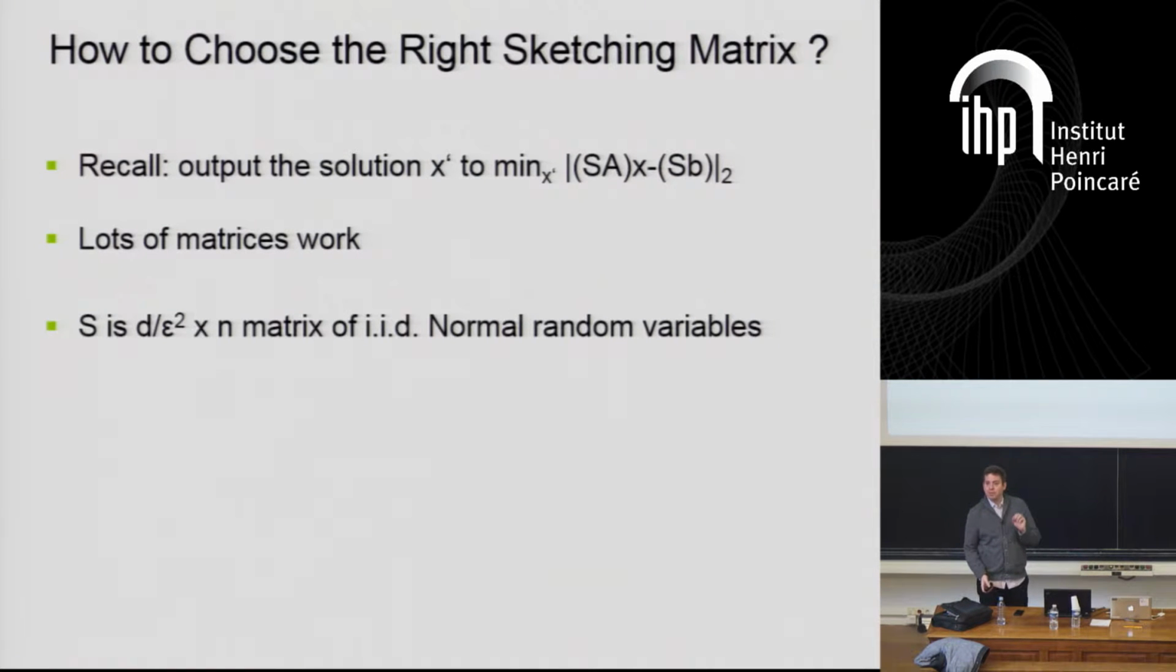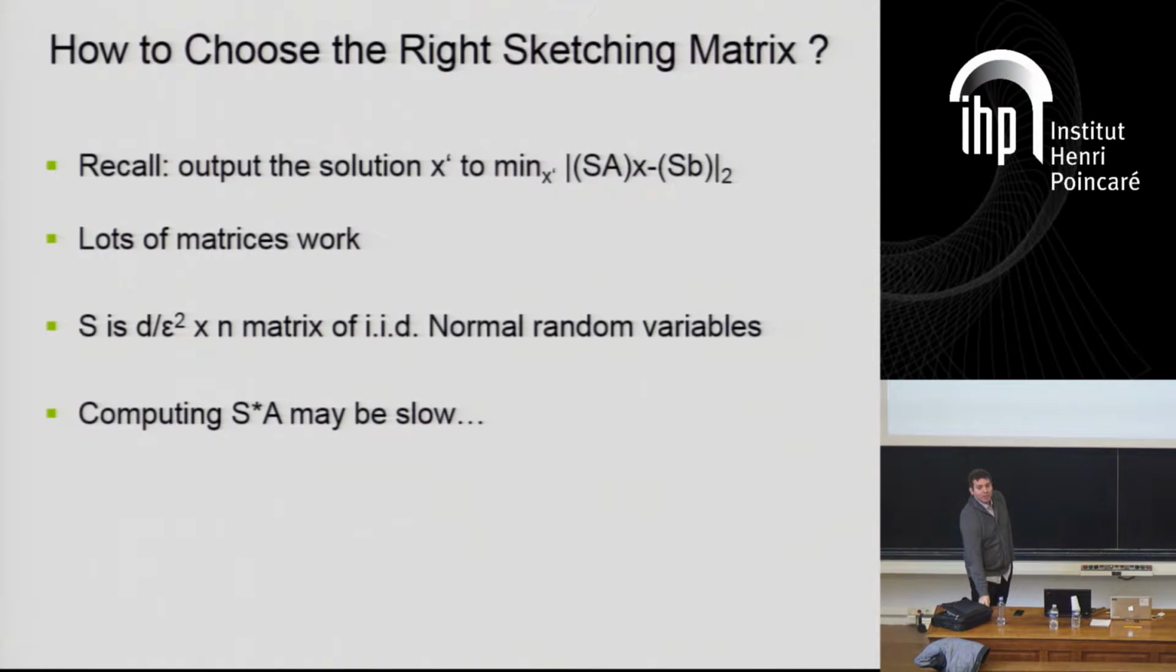But there's a problem with using this matrix S. Does anyone know what the problem is? Yeah, storing the matrix is a problem, since it is dense, but also just computing S times A is, because S is very dense. S has even more than d rows, and we said we could already solve the problem exactly just by multiplying A by A transpose in nd squared time. Now we're going to spend even more time, nd squared over epsilon squared, to do this multiplication. So we haven't really gained anything.